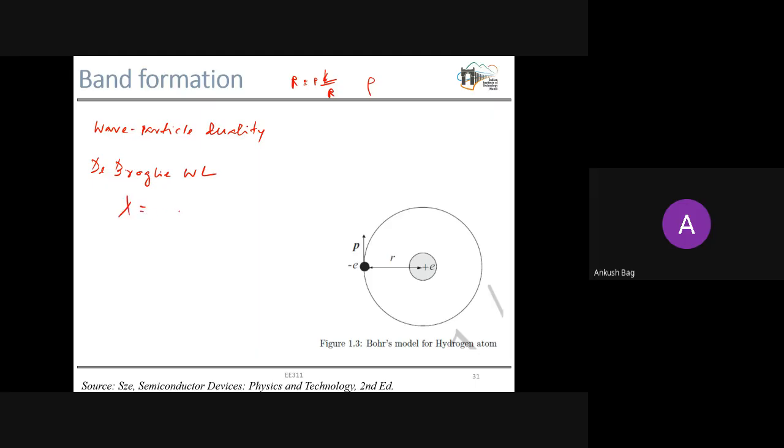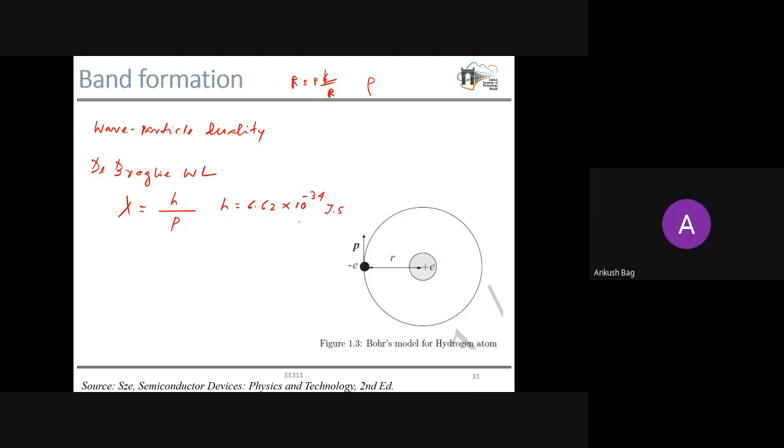The wavelength is equal to h, the Planck constant, divided by momentum p. So the wavelength of a particle or wave is equal to Planck's constant divided by p. And what is the value of Planck's constant? It is around 6.62 times 10 to the power minus 34 joule seconds.